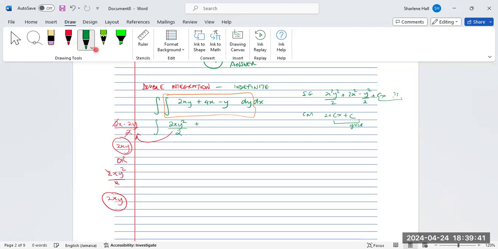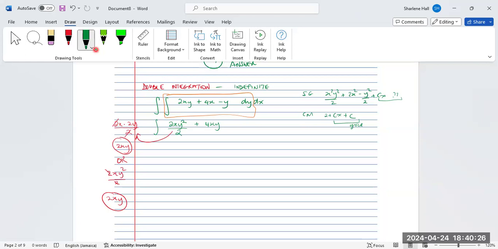Now I'm integrating 4x with respect to y. What do I get? Is that a constant? 0? What do I do with that? Come on. Think. I put C. Wouldn't it become a constant? 4xy. Differentiate 4xy with respect to y and we get 4x, right?